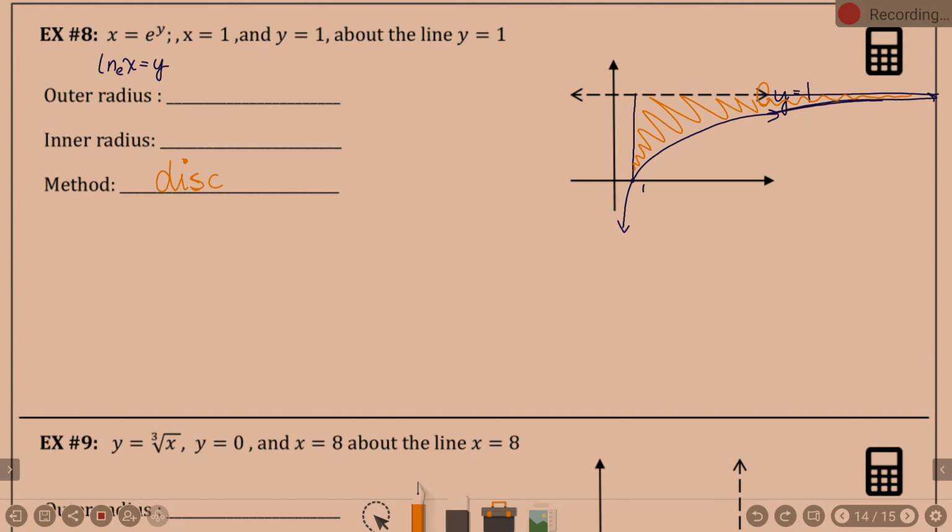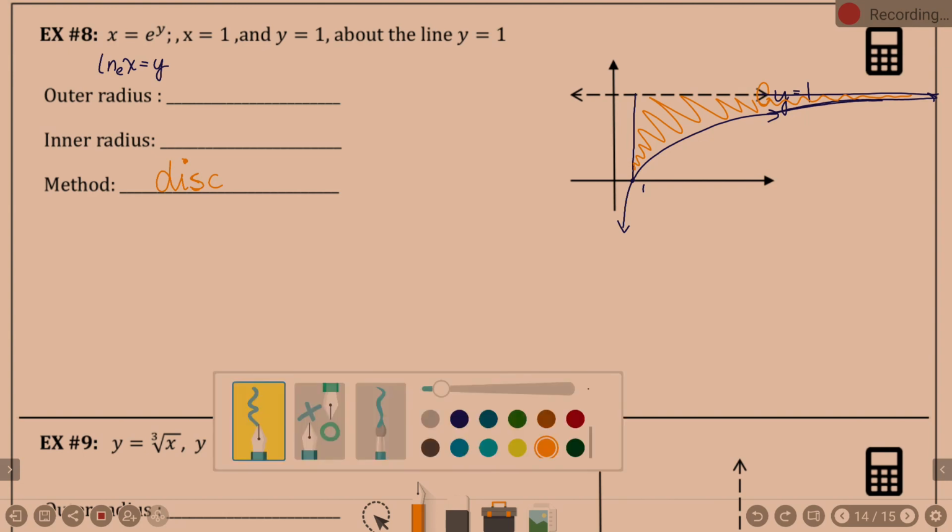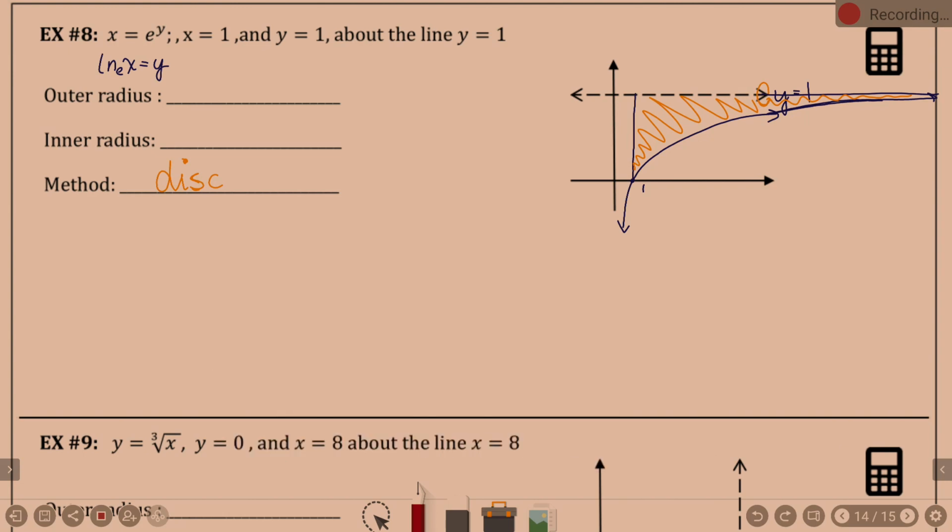Outer, big R, little r. Big R, outer. As we do this, they're asking for the outer and inner radius, so the outside edge to what you're rotating about. This was x equals e to the y, or y equals natural log of x. Which one are we going to use? We have to use the one in terms of x, because we're rotating about an x-like axis.